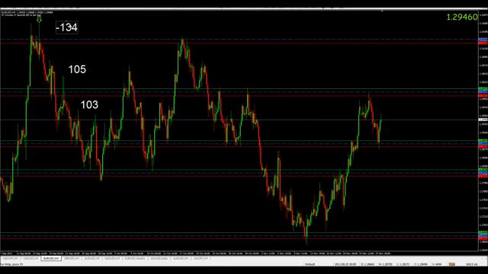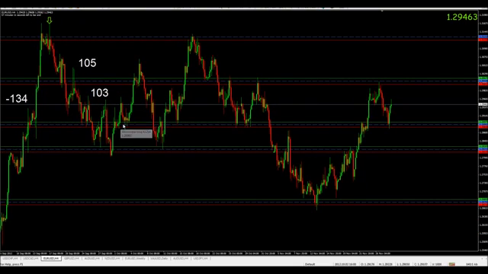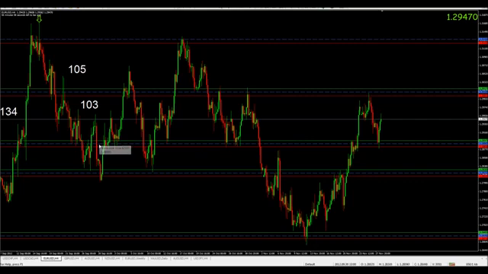Okay, so I've got 134 pips here. Just put that over here so we know it's in between those two ranges. Okay, so another buy opens here, and the take profit would be up here.